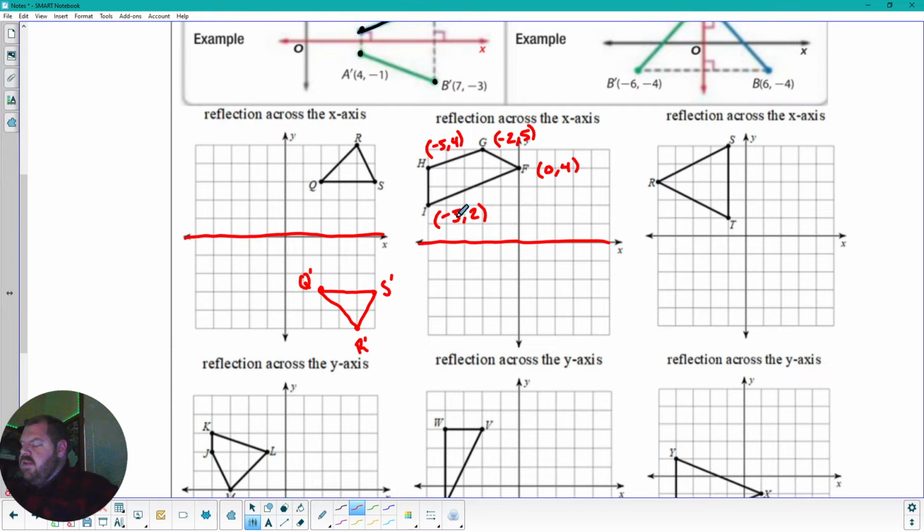So if we look at I, it's going to go from -5, 2. I'm going to change the y-coordinate to -2. So -5, -2 is right here, and that would be I prime. -5, 4 is going to turn into -5, -4 for H prime. -2, 5 will turn into -2, -5 right here for G prime. And 0, 4 will turn into 0, -4. That's right here for F prime.